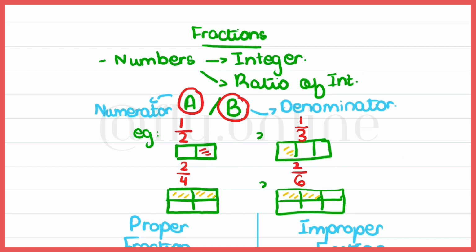So as we can see, denominator is like our count of the entire thing, and our numerator is the part which is being used up. So it's the ratio between what's being used up and how much is available.